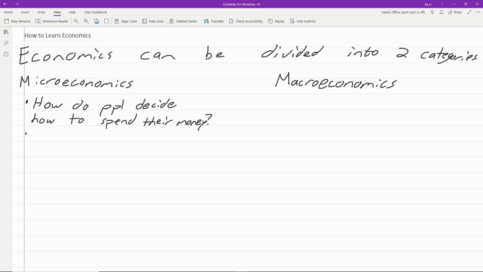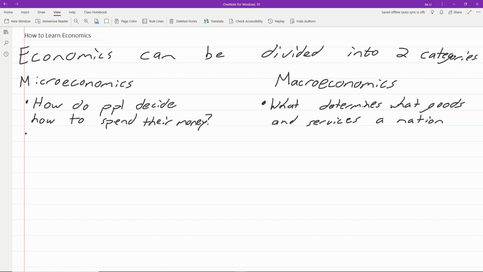Oh, before we actually get into the next micro question, let's contrast this on the macro side. Rather than how do people decide what types of things they want to buy, here on the right-hand side, let's write down what determines what goods and services a nation specializes in.